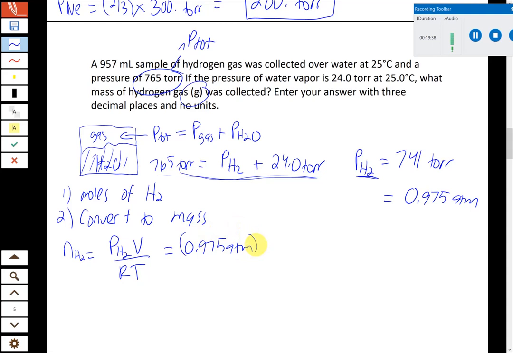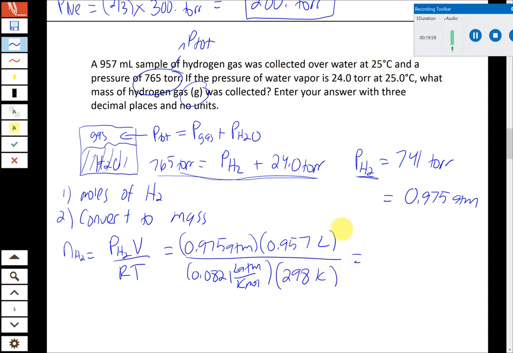Just divided by 760. The volume is 957 milliliters. We have to convert that into liters again to use the ideal gas equation as we saw earlier. And then RT at the bottom, so universal gas constant. And then the temperature is 25 Celsius or 298 Kelvin. So when we work this out, what we get for the number of moles is 0.0381.